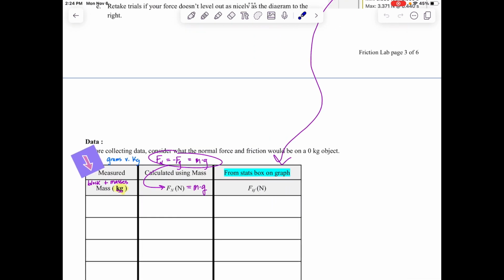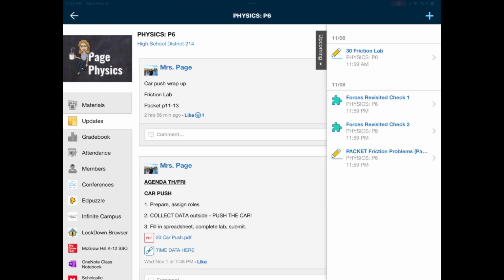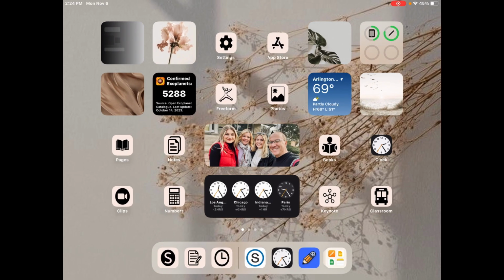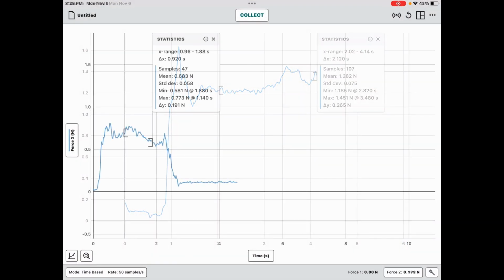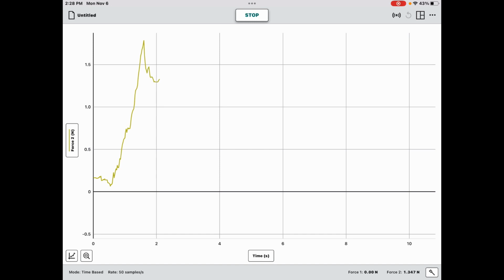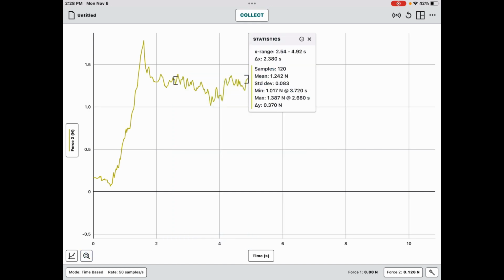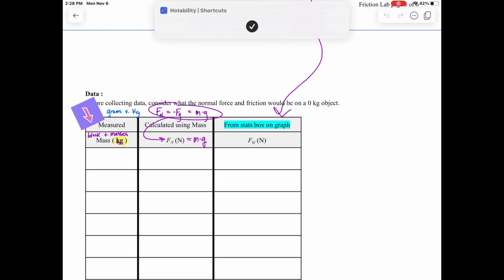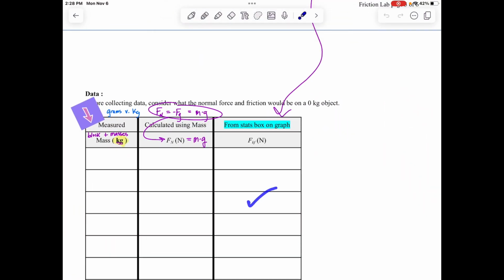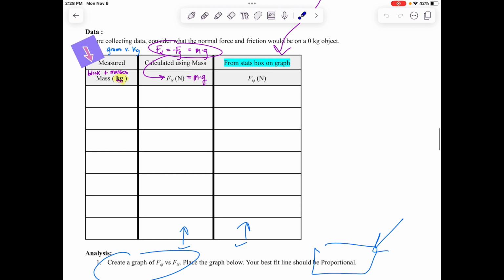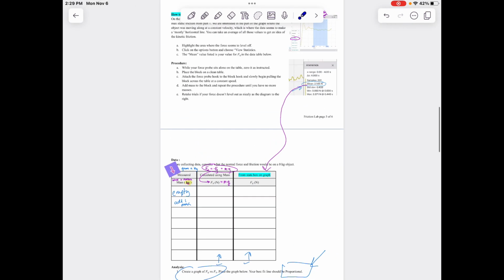Then you're going to go ahead and add another mass. Let me get back to graphical. Hold on. You're going to collect. I'm going to highlight. I'm going to view statistics. I'm going to come back over here and write it in, et cetera. So I would start empty and then add one mass at a time, et cetera, on the way down. Get that information from that box.